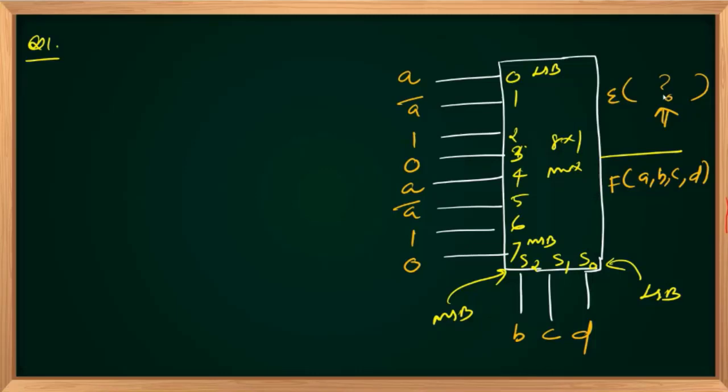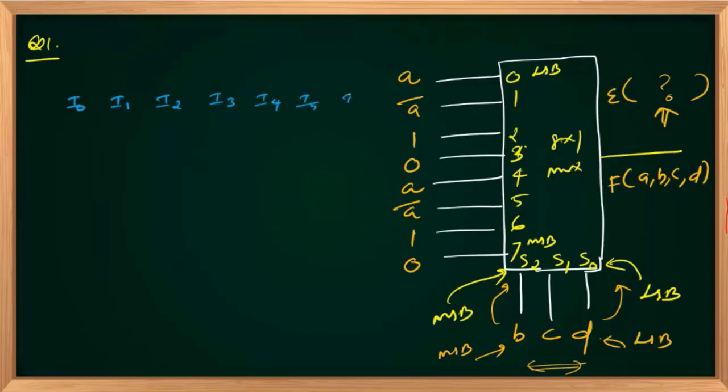A variable is connected to the input side. B, C, D variables are connected to the select lines. MSBs and LSBs are matching. Compared to D, B is the MSB, right? And that LSB is connected to the LSB of the mux. MSB is connected to the S2 input, that is the MSB of the multiplexer. So that is matching. So you need not change the order of your input sequence. That is I0, I1, I2, I3, I4, I5, I6, and I7.